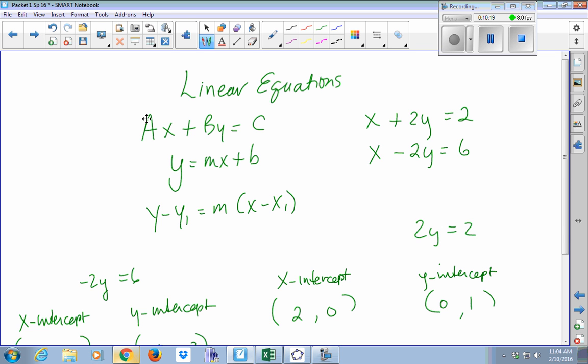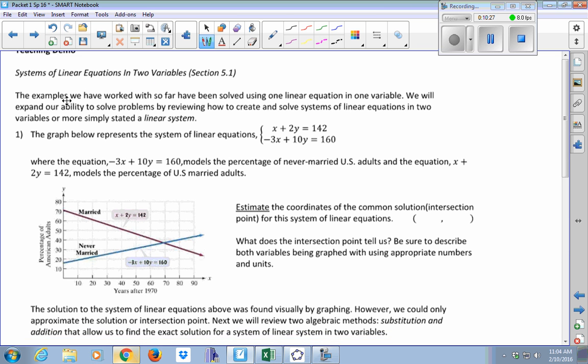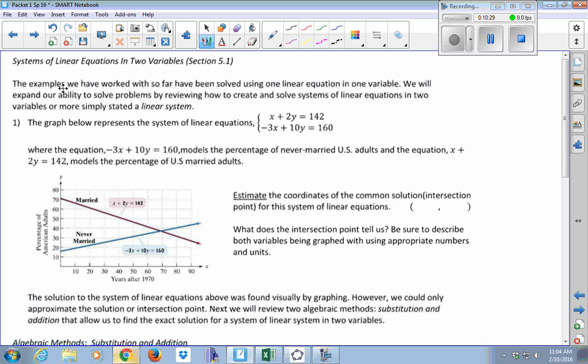All right. Any other questions before I move on today? Anything? All right, so let's take a look at today's teaching demo. We're going to be looking at a system of linear equations in two variables, and we're going to start off with a problem that's from your book.